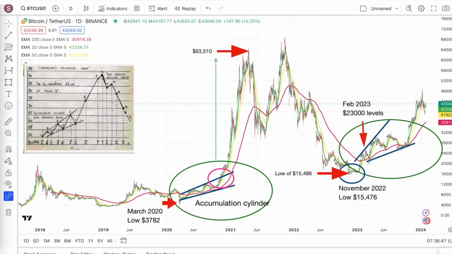True enough, after it completed five points on the Livermore Accumulation Cylinder, it proceeded to point 6, which is the current price at the 42,000 to 43,000 levels as of January 31, 2024. But is the Livermore Accumulation Cylinder already complete? We will count the number of points within the cylinder to find out.